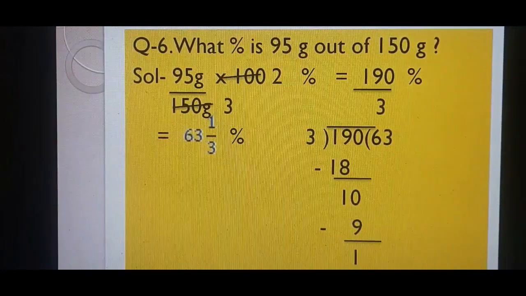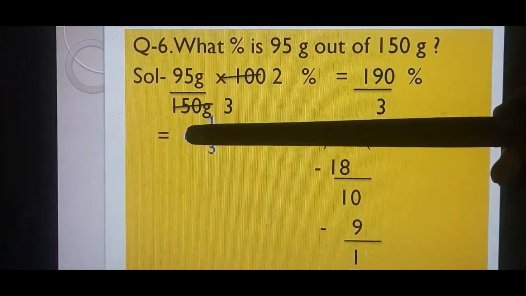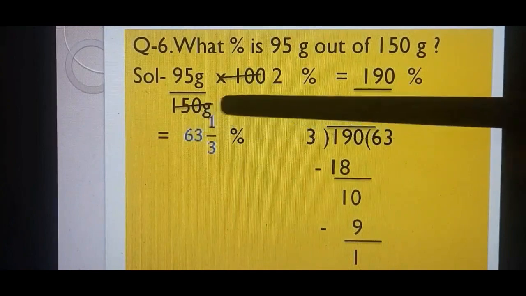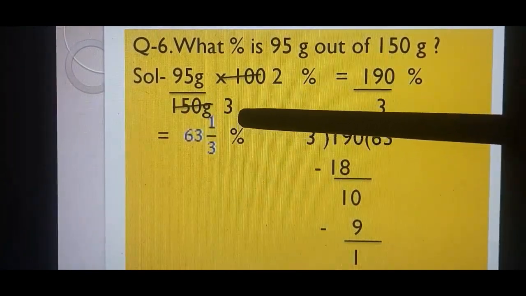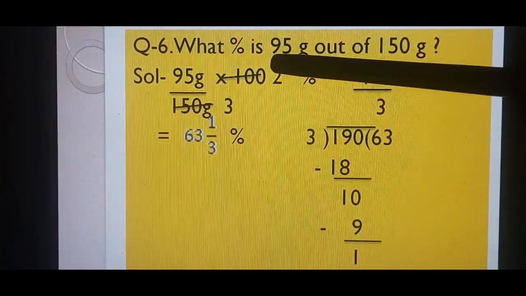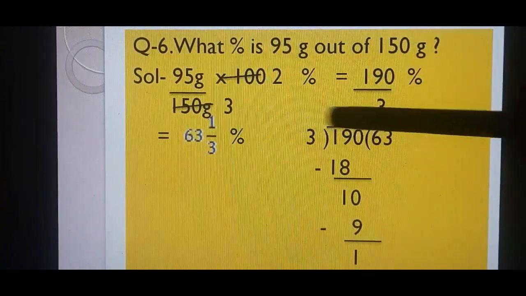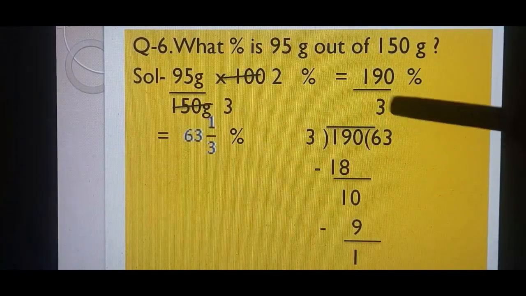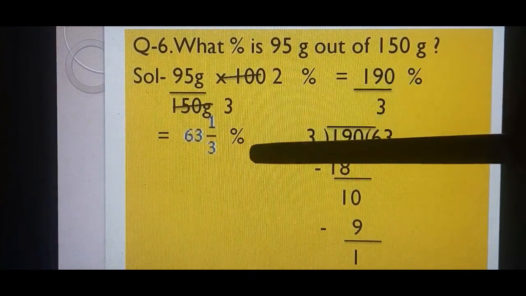Understood? Now you know that cancellation is there. 100 and 150 are given. We can do cancellation by the table of 50. 50 twos are 100, 50 threes are 150. Right? Now 95 multiply by 2. Gram will also cancel. 95 multiply by 2 upon 3. 190 upon 3%.